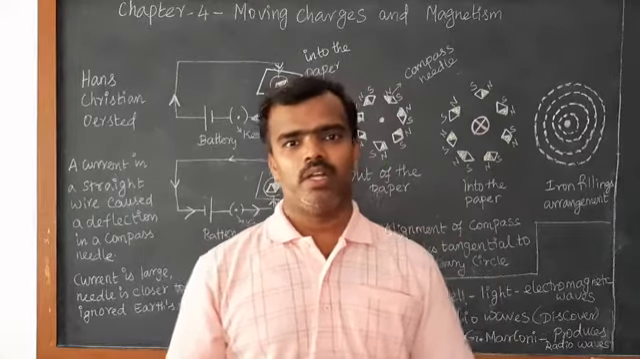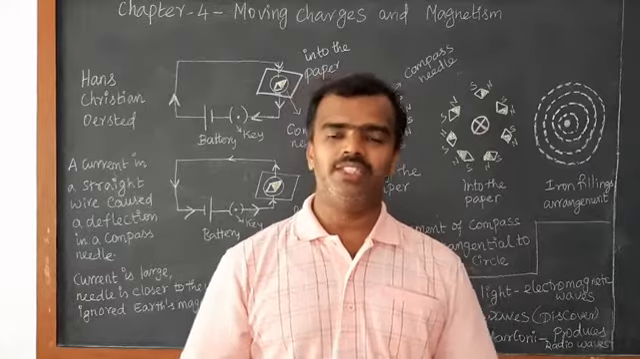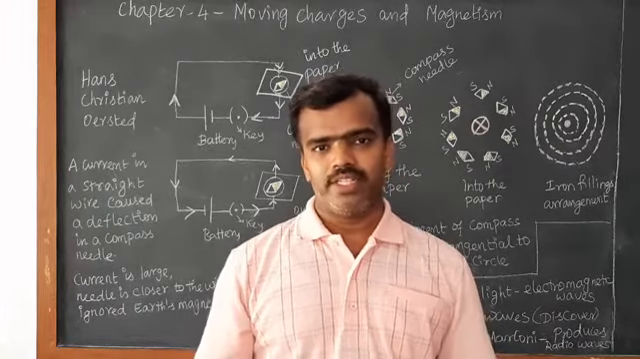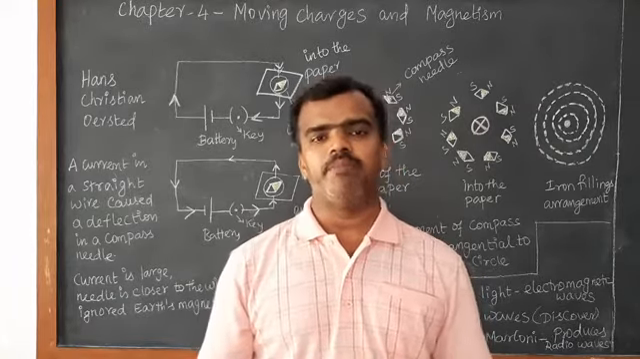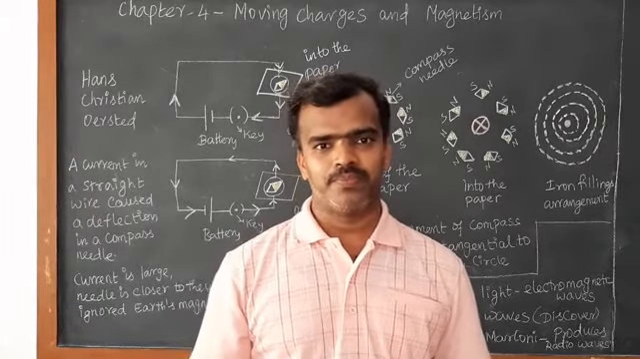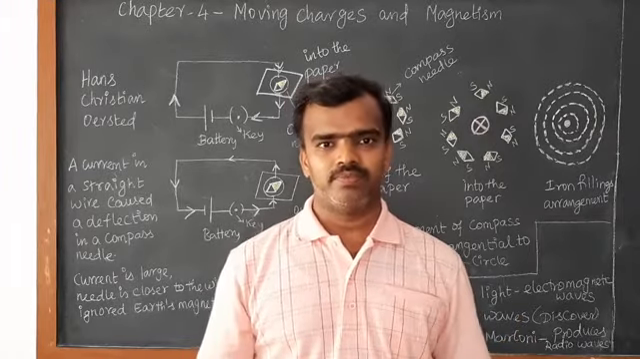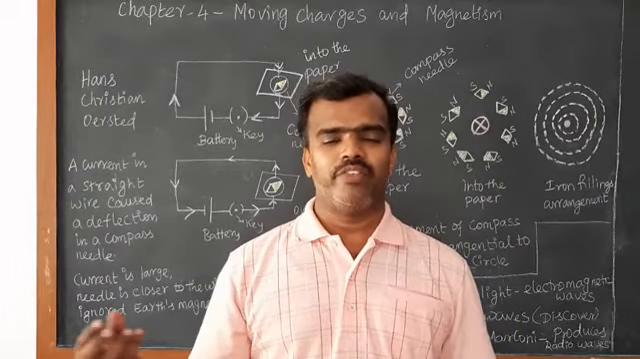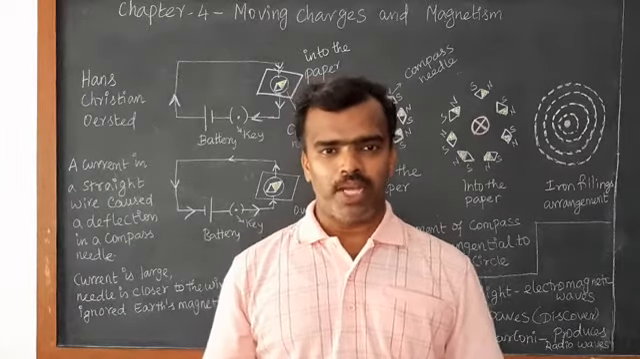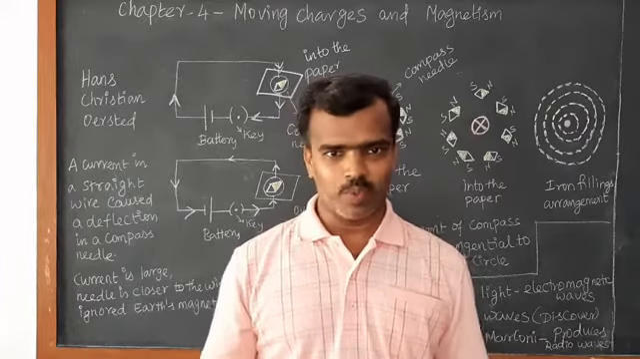Who discovered or invented these scenarios first? Yes, of course, Hans Christian Oersted was the first person to give the interrelation between current and magnetism. So, what is Oersted's experiment? When we have a current carrying straight wire, we bring a small compass needle very close to that wire. When you pass a current through that wire, the compass needle will deflect. Yes, this is Oersted's experiment.